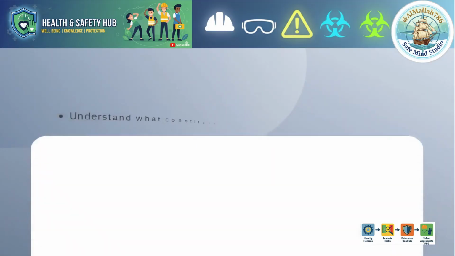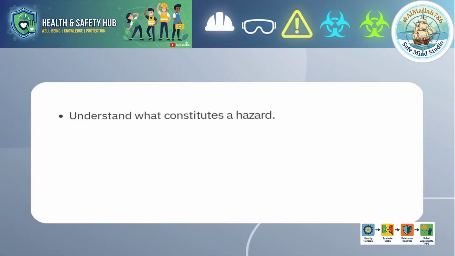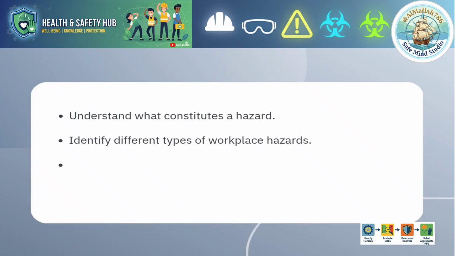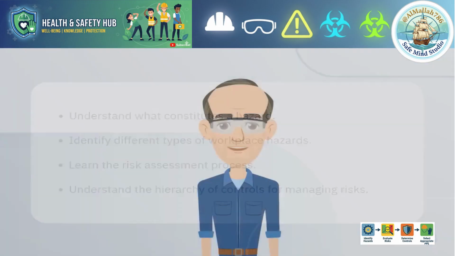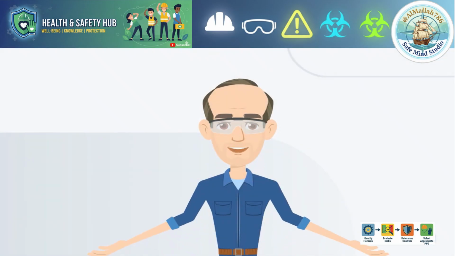By the end of this training, you will understand what constitutes a hazard, identify different types of workplace hazards, learn the risk assessment process, and understand the hierarchy of controls for managing risks. Here are the crucial types of hazards in your workplace.